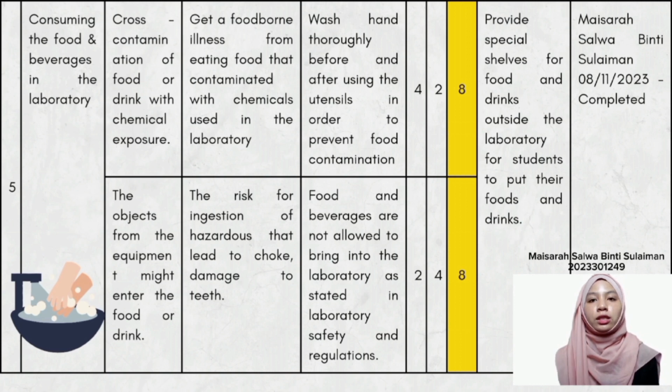The other risk is ingestion of hazardous materials that leads to choking and damage to teeth. The risk control for this risk is not allowing food or beverages to be brought into the lab. The likelihood of this risk is 2 and the severity is 4, hence the risk value is 8, which is medium risk level. The recommended control measure is providing a special shelf for food and drinks outside the lab. The person in charge is Mr. Salomon Slaiban and it was completed on 8 November 2023.